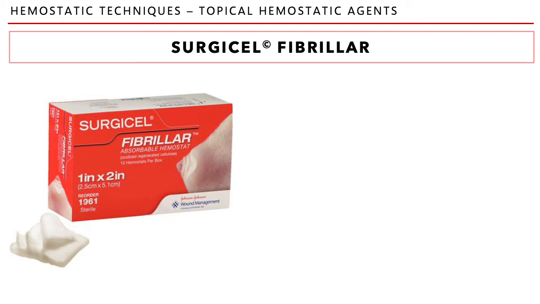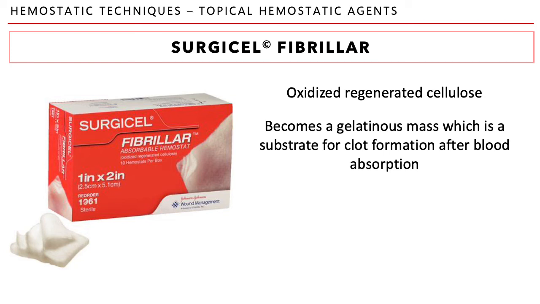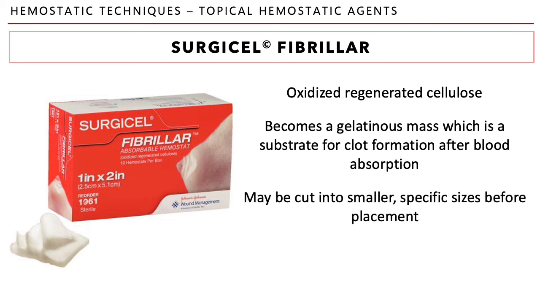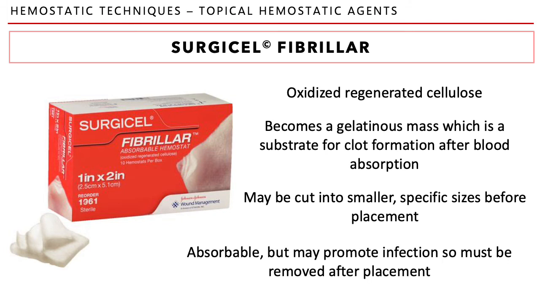Surgicel or fibrillar, again, these topical hemostatic agents, do you expect them to be expensive? Yes, they are, because they are very effective in controlling bleeding. Okay? So Surgicel in its name is actually cellulose. It becomes a gelatinous mass, which is a substrate for clot formation after blood absorption. This may be cut in smaller specific sizes before placement so the size is right. It is absorbable, so it can stay there, but it may promote infection. So still, you need to remove it anyway.